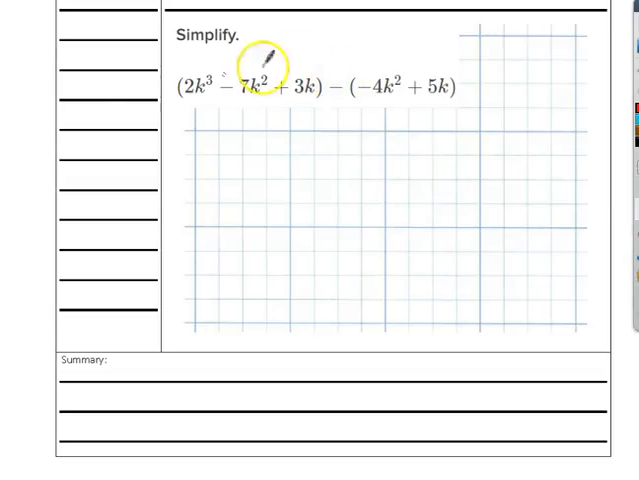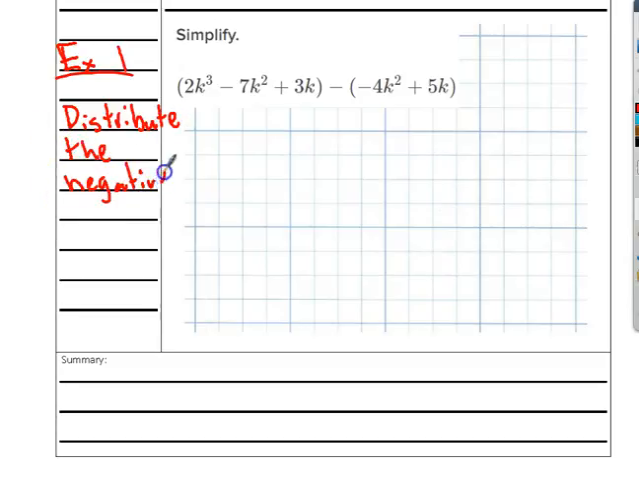So I'm going to distribute. Okay, so example 1 is I need to distribute the negative that's in between. That is the new thing for today: distribute that negative first. And this applies to assignment number 4. And then the other page that we'll do is assignment number 5. So I'm going to distribute that negative before I do anything.